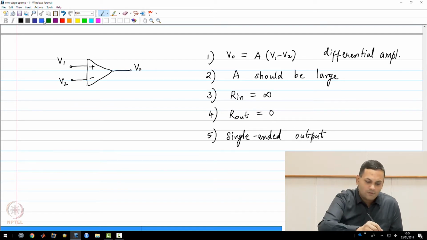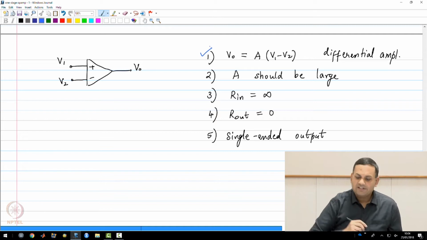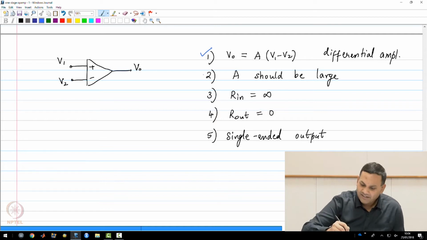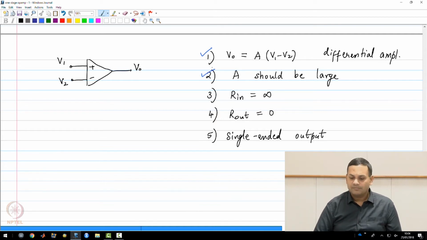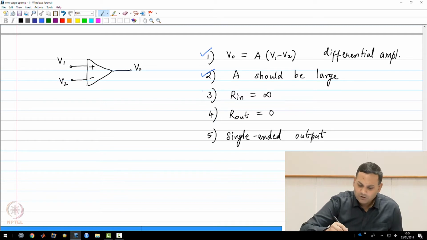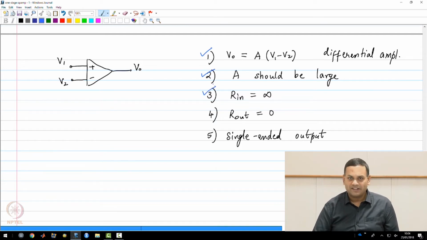The circuit that we have seen so far does differential amplification and it has large gain, as much as you can get from a single transistor, which is very close to the intrinsic gain of a single transistor. It also happens to have Rin equal to infinity. So now we will look at the other two.